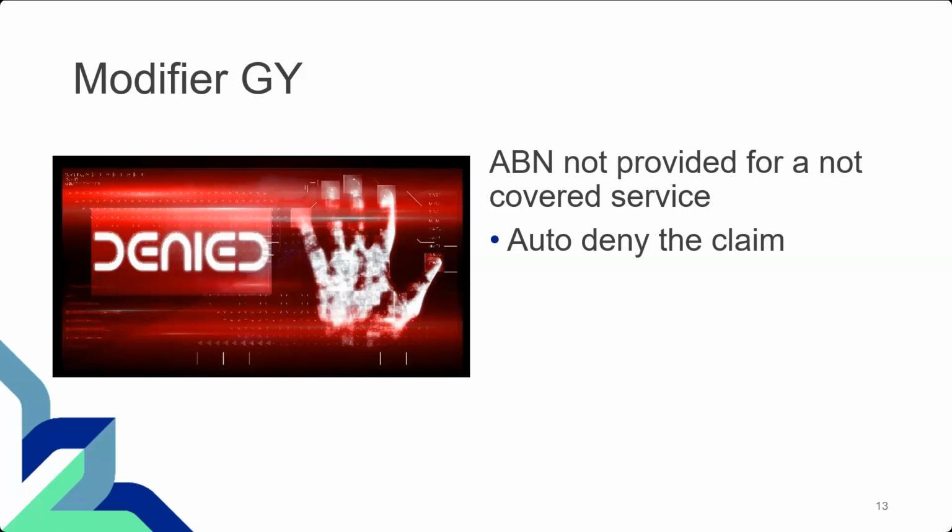If you don't put the GX or the GY on there, yes, your claim will still deny, only it takes longer. Why does it do that? Because it still has to run through all of our audits and all of our edits to indicate that it's not a Medicare covered service versus you telling us it's not. Okay, so I want to make sure that's very clear.